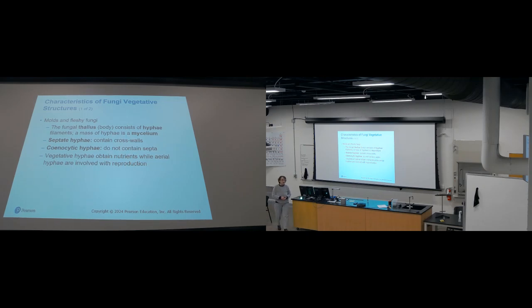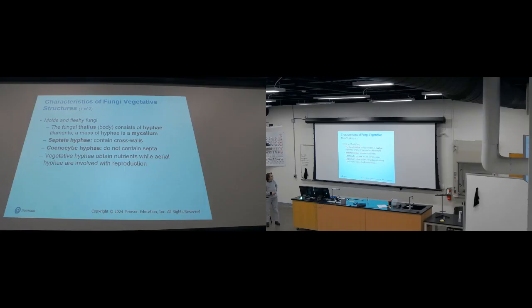Now the characteristics of the fungi, not the spores, but the vegetative form. It forms two types of structures: molds and fleshy fungi. The fungal thallus or body has a collection of long filaments with a specific shape that you can use to recognize them when you look at them microscopically. These are called the hyphae. And the whole collection of hyphae forms what is called the mycelium.